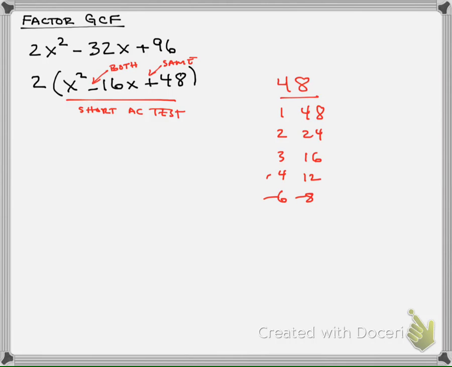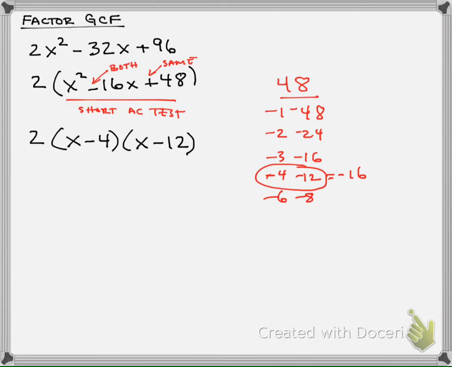So if all the signs are negative, the one that gives me a negative 16 is this one. So we got a negative 4 and a negative 12. That gives me the factors that I need. So 2 times x minus 4 times x minus 12. And that is my answer. So I combined the rules for the greatest common factor and the short AC test to completely factor a polynomial.